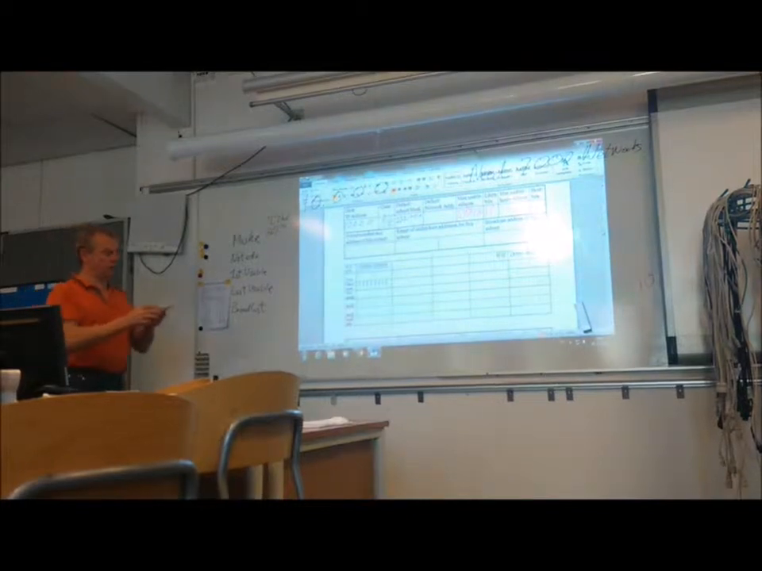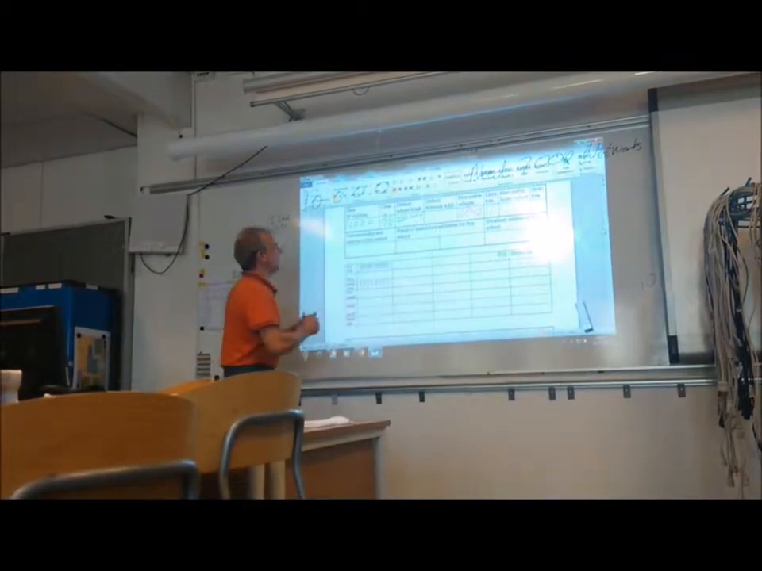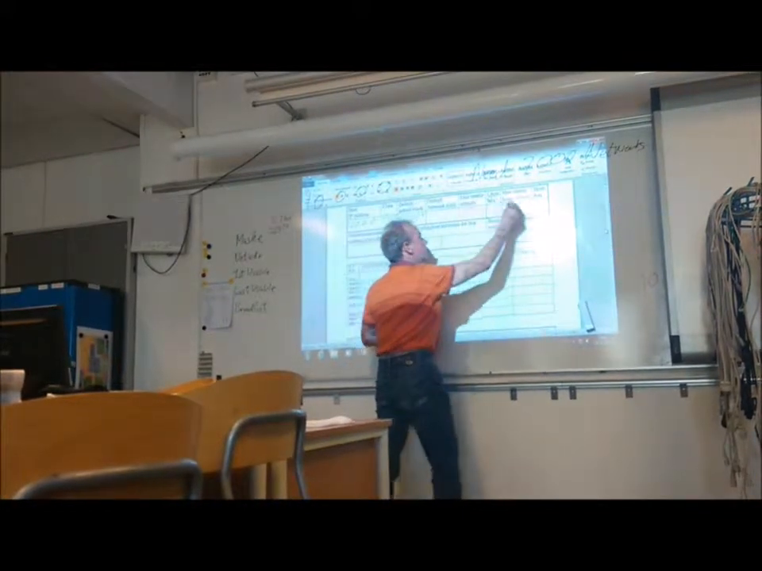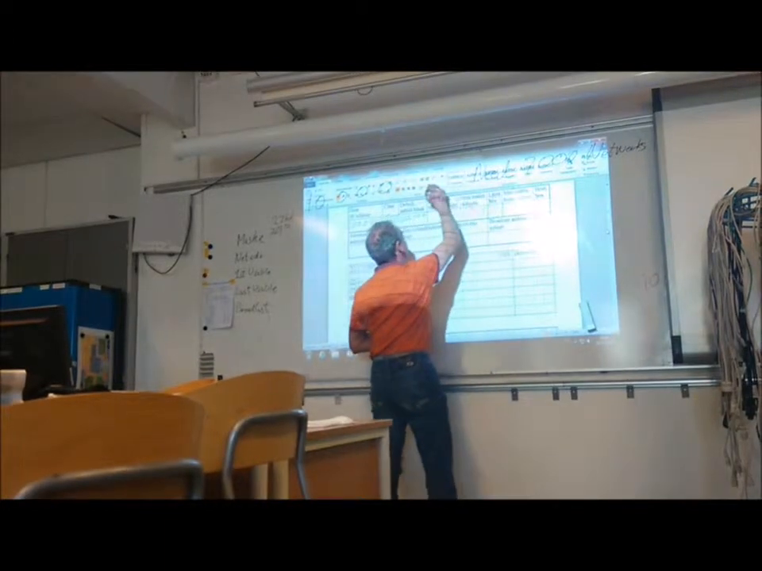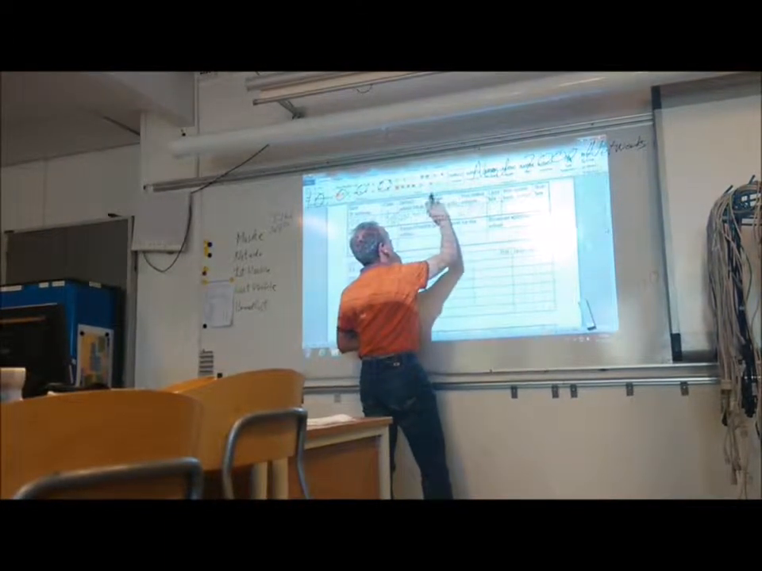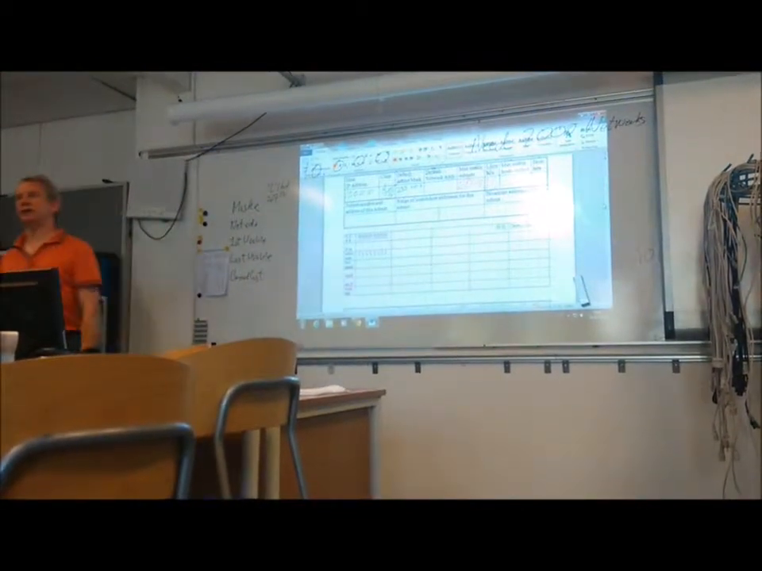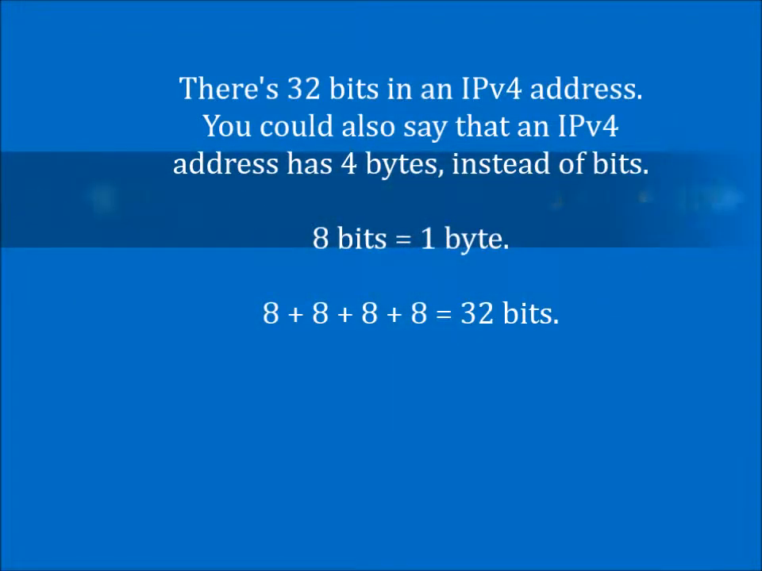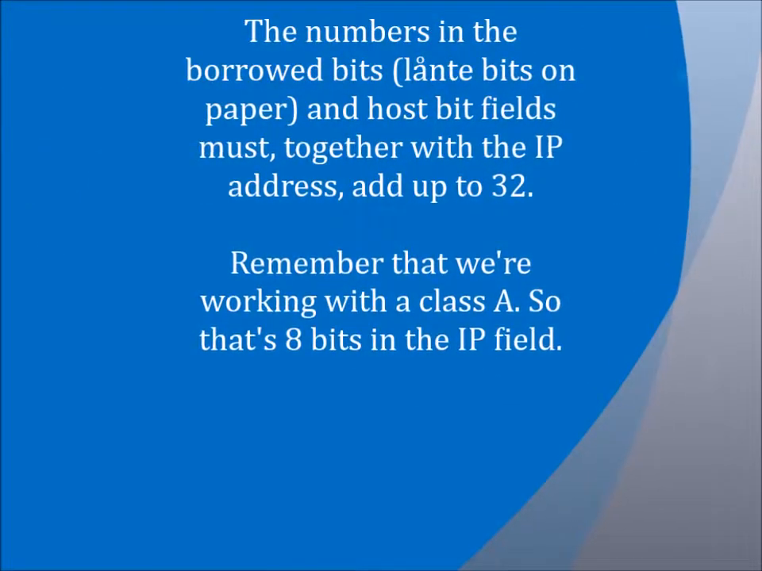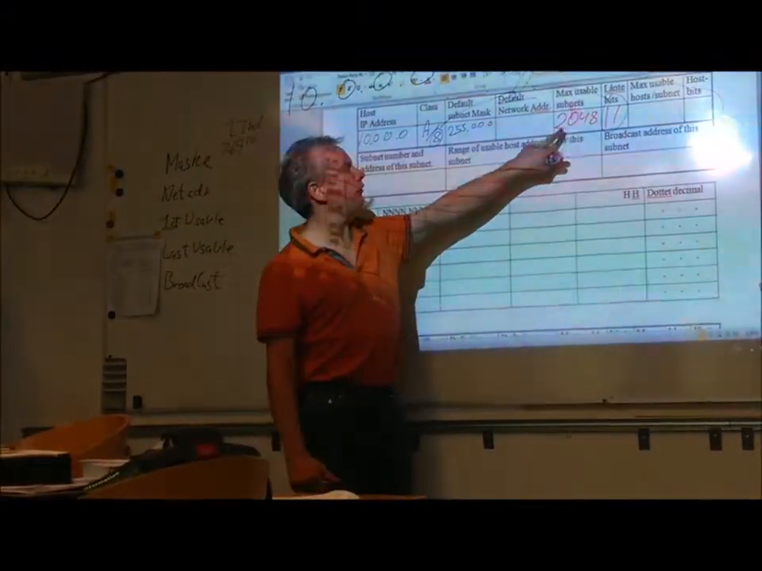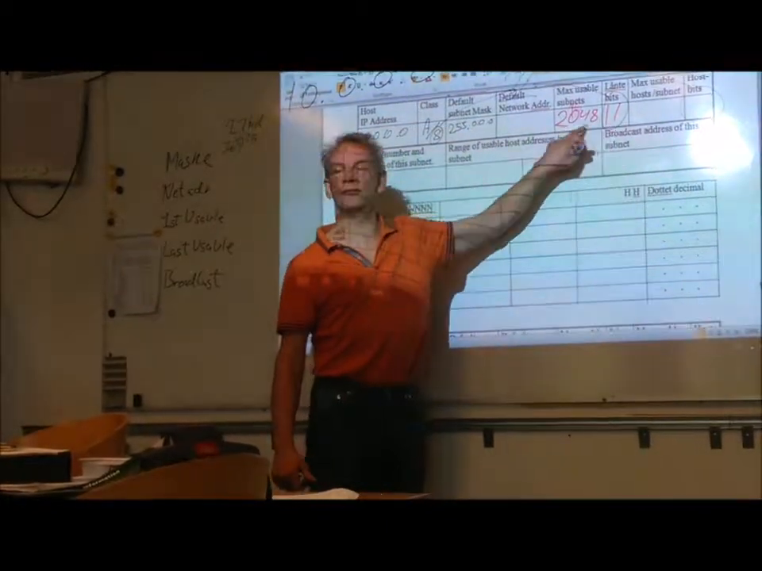Okay, then remember, this number and this number need to be 32, because there are always 32 bits in IP version 4. On the networks, for now, just take the number of bits and raise 2 to the power of that number, 2 to the power of 11.